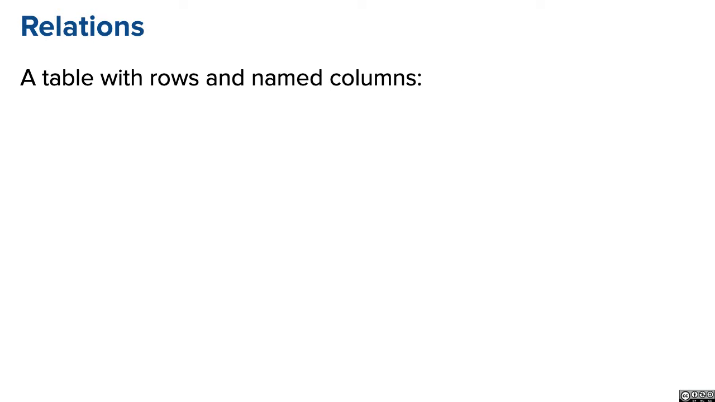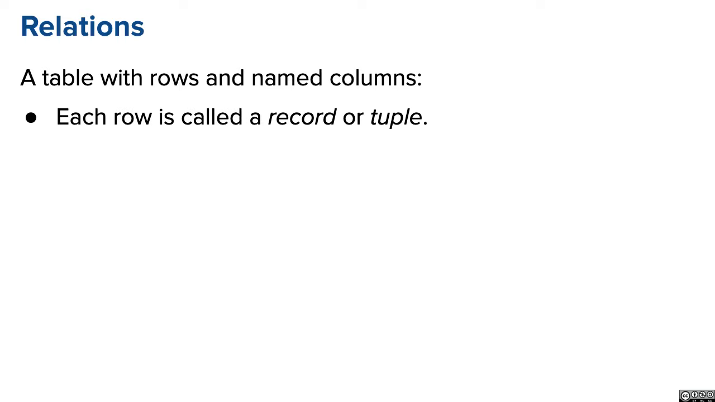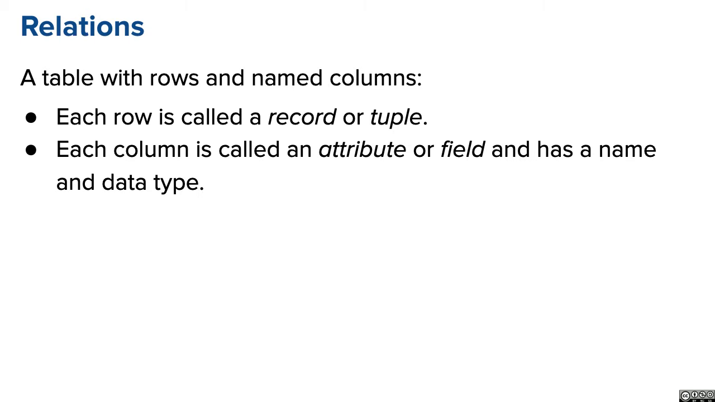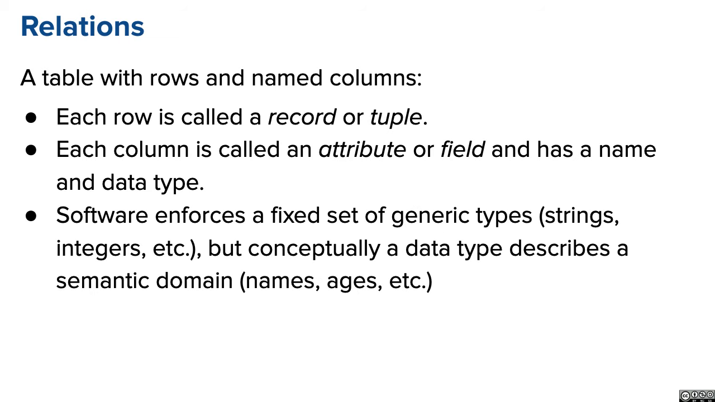Okay, in the database world, a relation is a table with rows and named columns. Every row in a relation is called a record or a tuple. Every column is called an attribute or field and has a name and a data type. In a database, like in Pandas, every column has some computational data type, like an integer, a string, or a float. But conceptually, these data types describe some domain of interest to us. For example, if you have a column representing ages, you may want to enforce that that column has to be 0 or greater. You shouldn't have negative ages. And in a database, you can enforce those constraints at the database level.